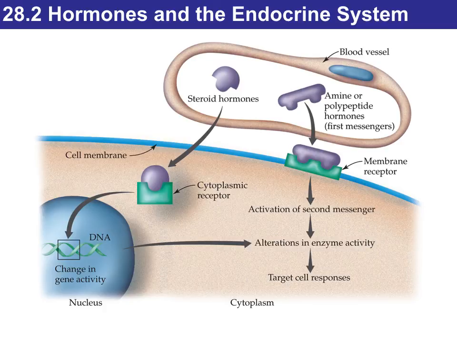Now, going back to that blood vessel, on the right side you see amine or polypeptide hormones. Those are considered to be first messengers because they first need to find a receptor at the cell surface, in other words in the membrane, that's going to activate a second messenger that can have different types of actions. Here you have alteration in enzyme activity and a response in the target cell.